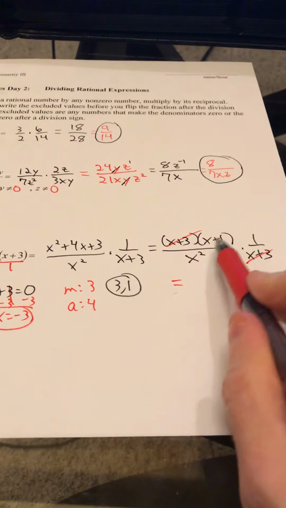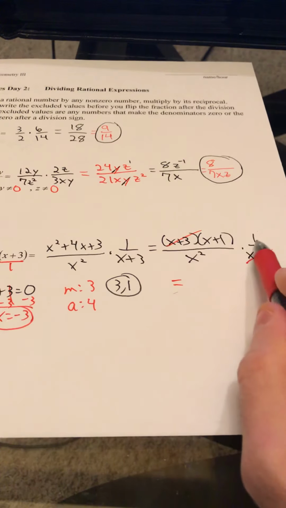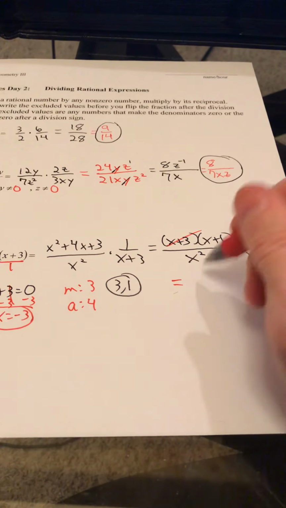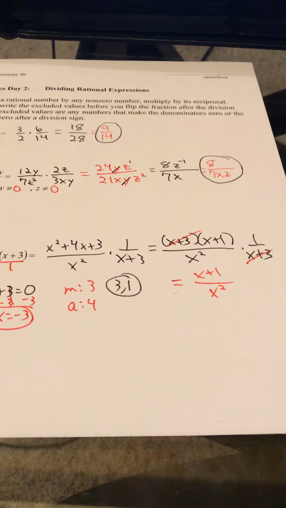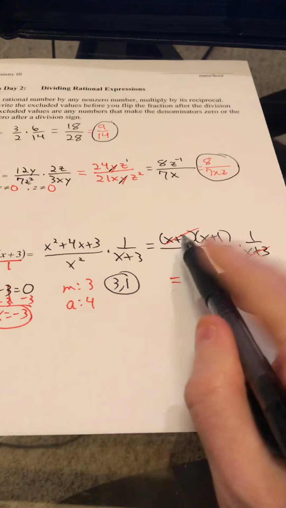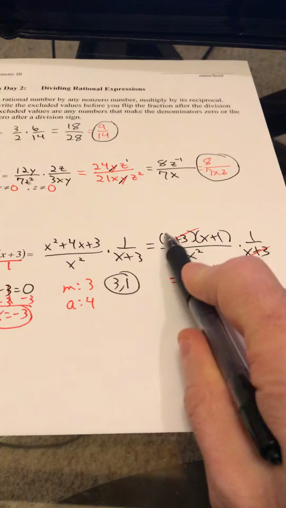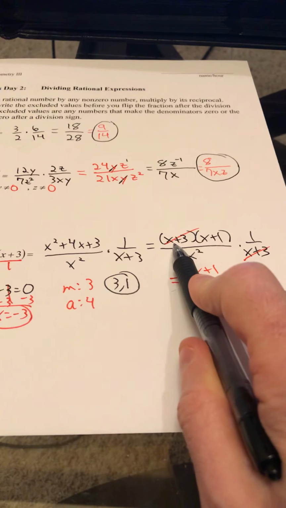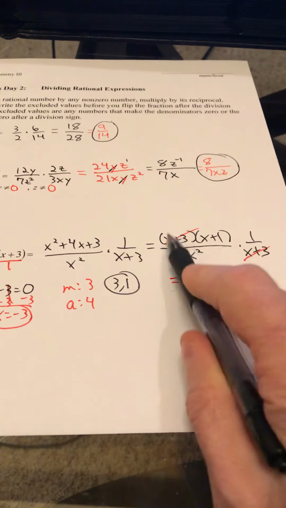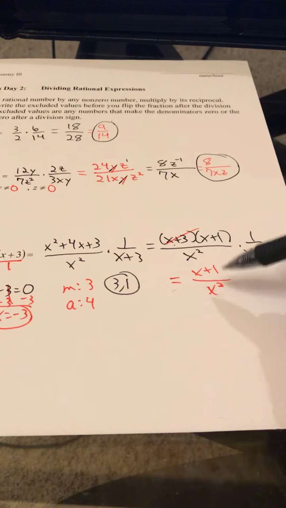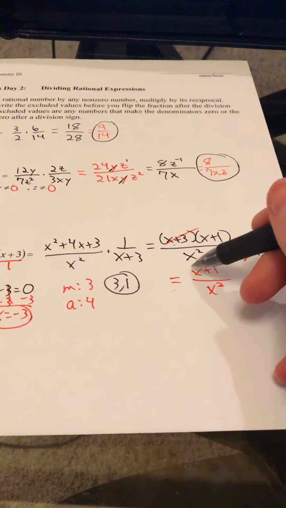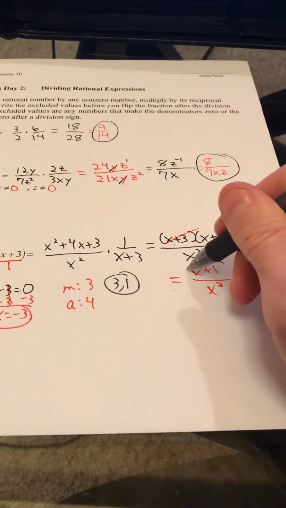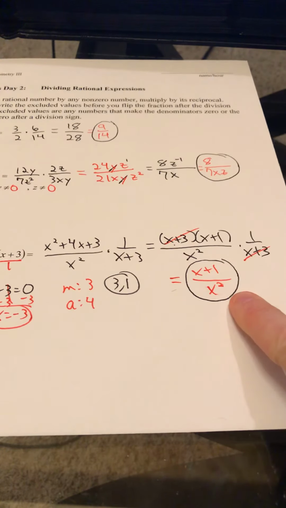Now, as far as what we can get rid of here, the x plus 3's will cancel. That leaves us with x plus 1 times 1, which when you multiply that, is just x plus 1. All that's left in our denominator is x squared. Here again, I was only able to cancel the x plus 3's when they are a like quantity. I cannot do anything with x plus 1 and this x squared because I do not have a like quantity. So this is our end result here.